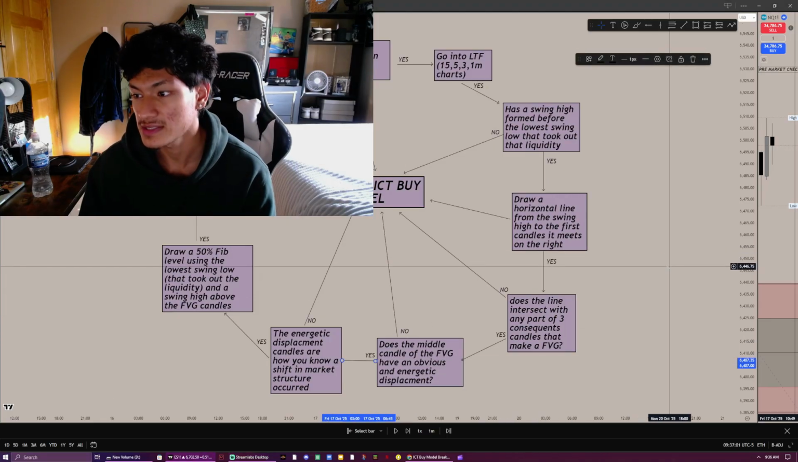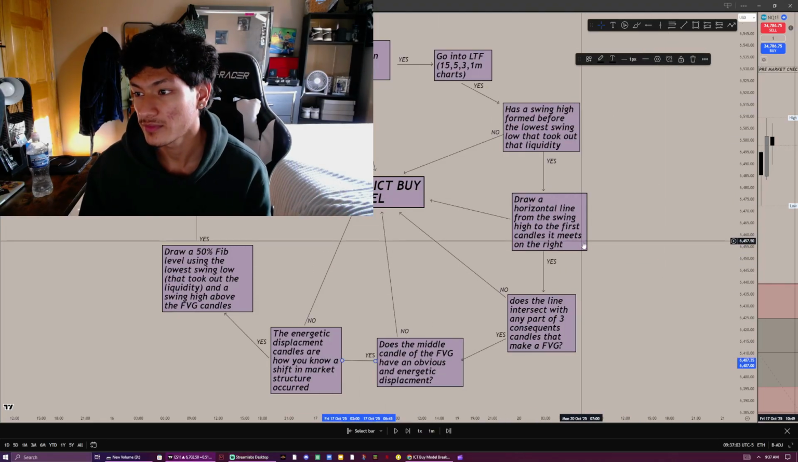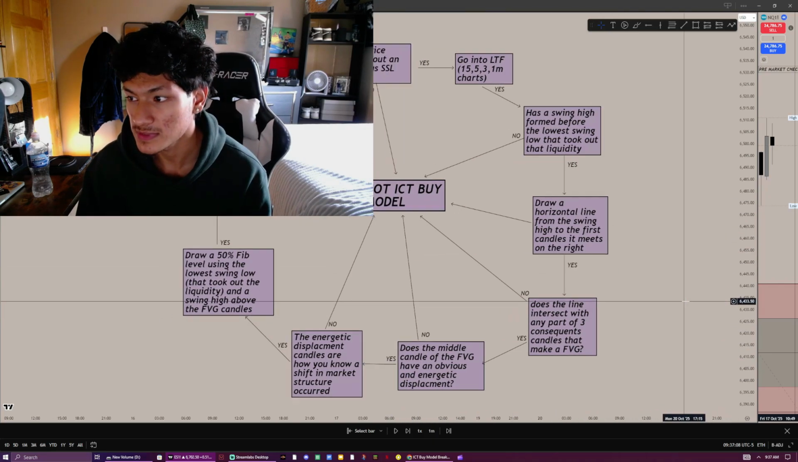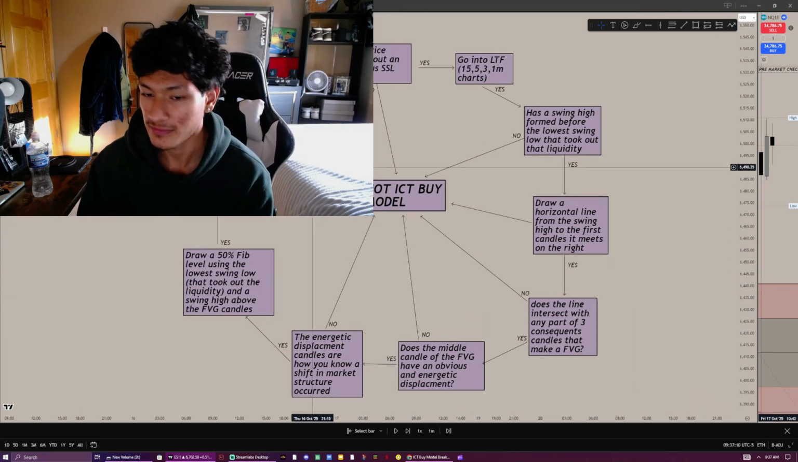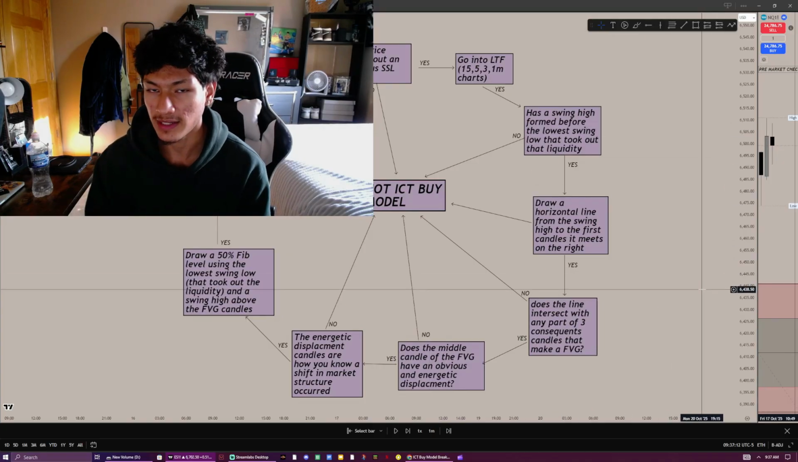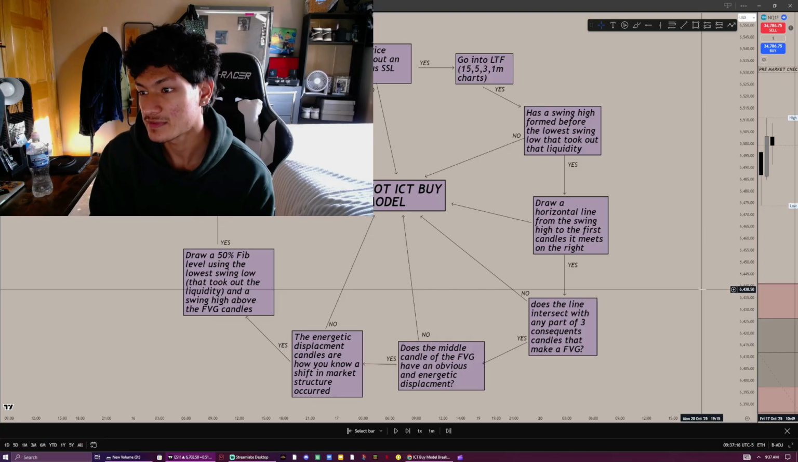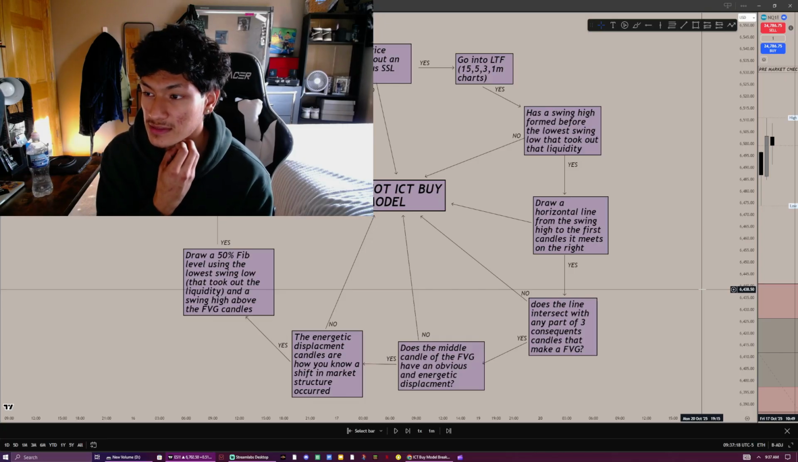Technically, I'm going to showcase this diagram that I made for you. I didn't create or make up these rules. This is ICT, the Inner Circle Trader. He made this buy model, in 2022, I believe. But I put it into a diagram for myself so that I can easily identify whether this is my buy model or not.